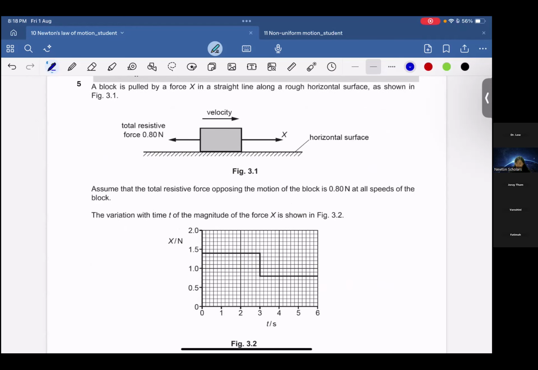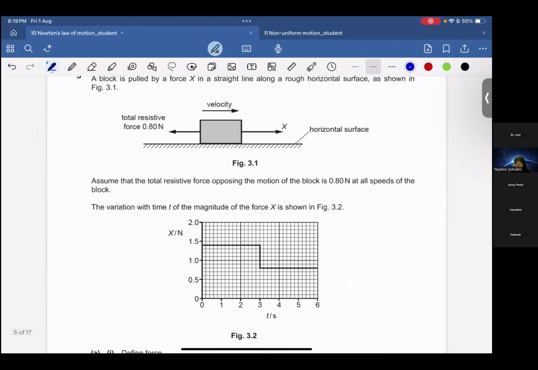A block is pulled by a force X. So we're pulling in a straight line along a rough surface, so it will have frictional force. Here, assume that the total resistive force opposing the motion is 0.8. So this is a constant value, 0.8 at any speed. All the speeds will be the same. The variation with time t of the magnitude of the force X: this force will change.